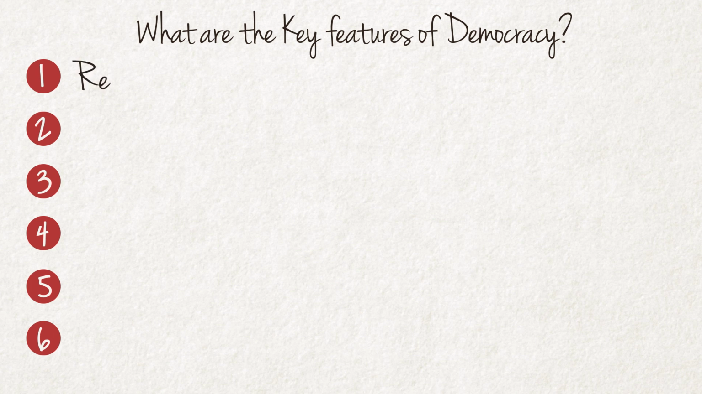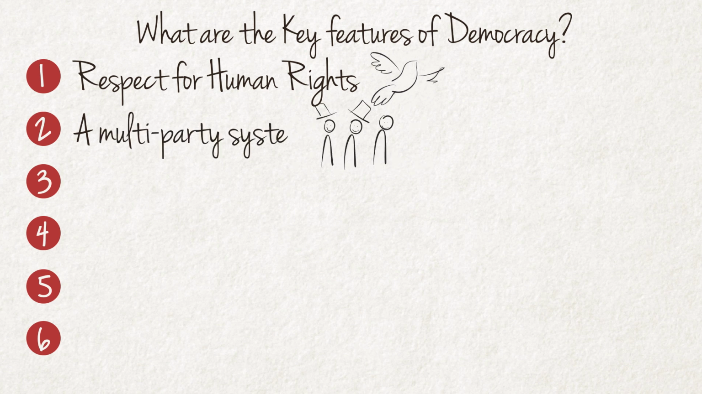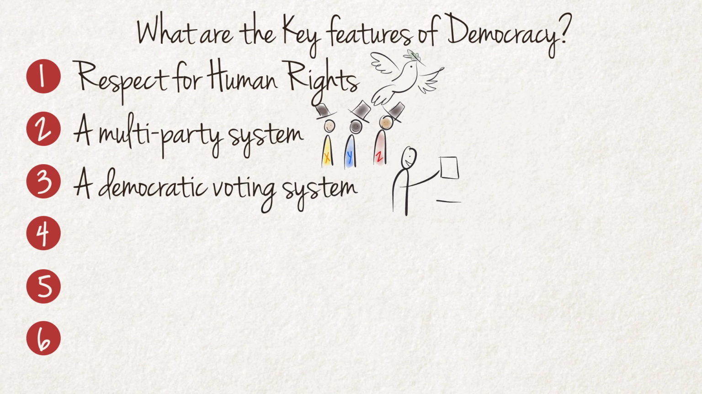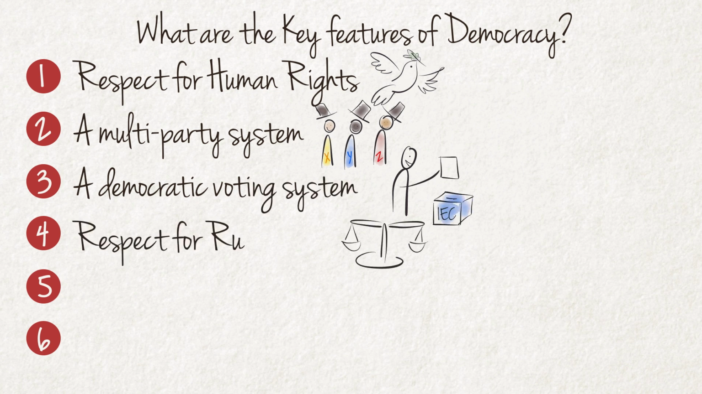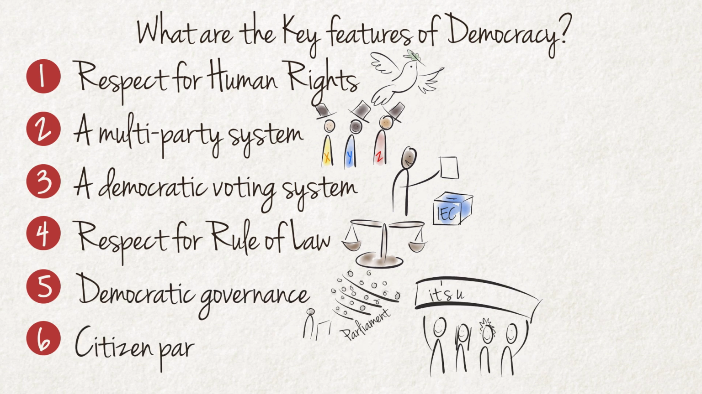They are 1. Respect for basic human rights. 2. A multi-party political system paired with political tolerance. 3. A democratic voting system. 4. Respect for the rule of law. 5. Democratic governance. And 6. Citizen participation. Let's look at each of the key features mentioned above.